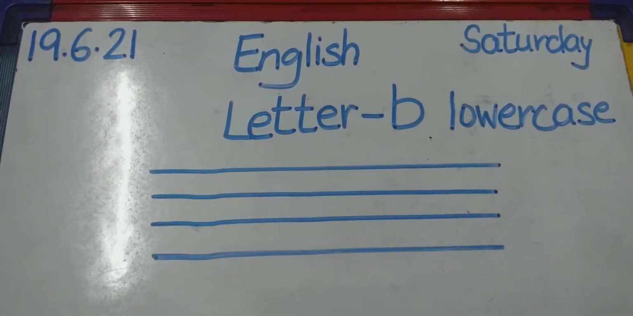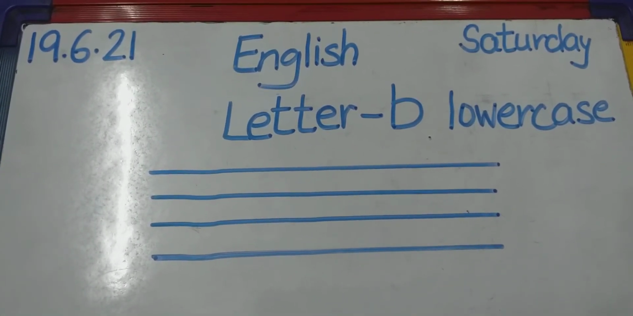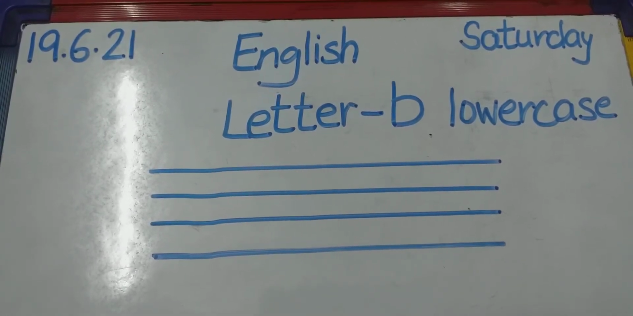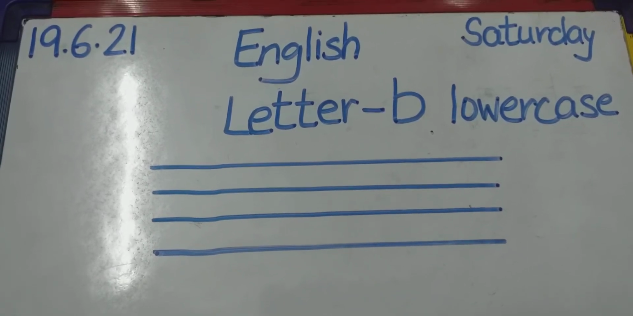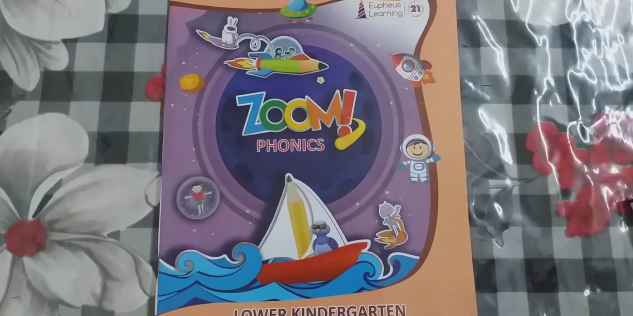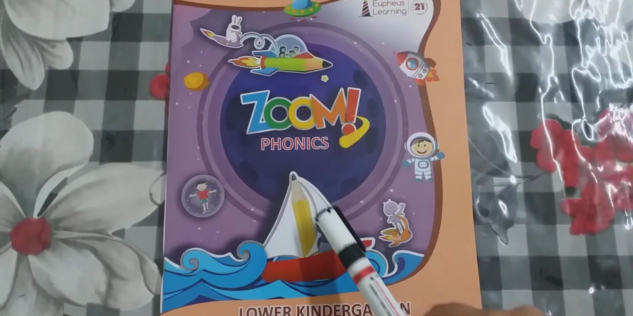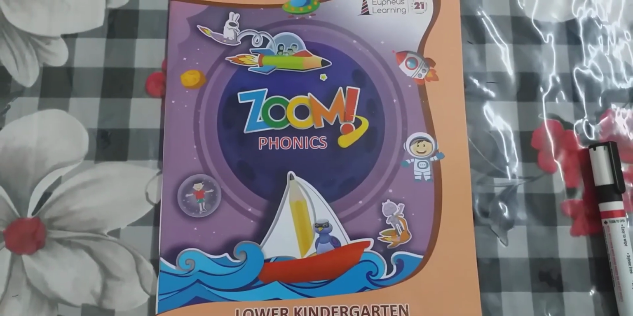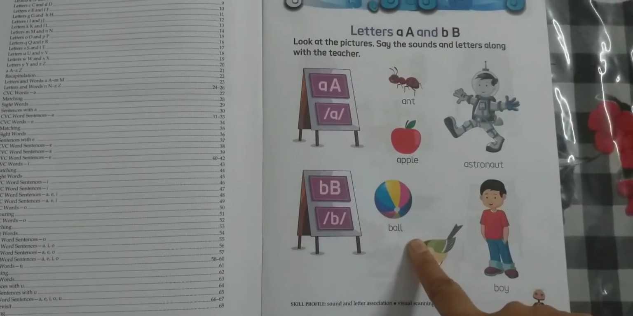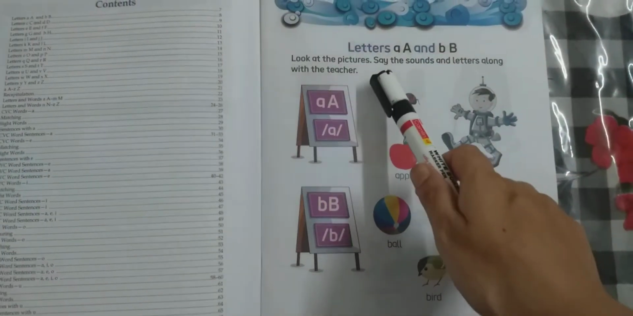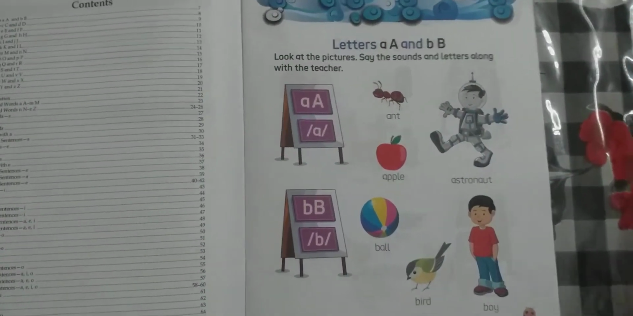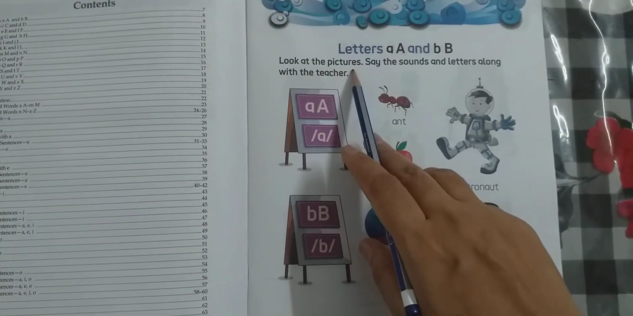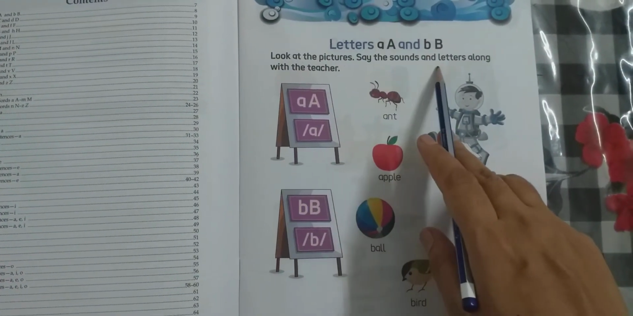Okay, children. First of all, we are going to start with our phonics book. So take out your phonics book. Children, this is your phonics book. Open page 7. Here are our letters A and B. Children, look at the picture and say the sounds and letters along with the teacher.